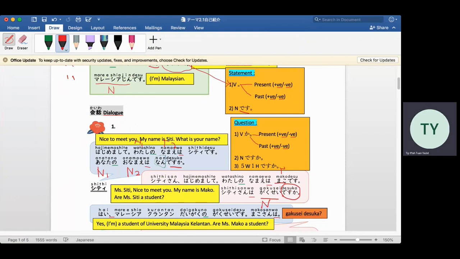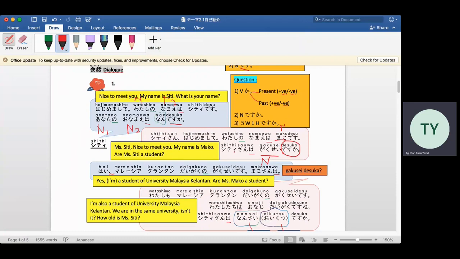Noun desu ka. Are you a student, Miss Siti? Shiti-san is Miss Siti, gakusei is student. So the proper translation: are you a student, Miss Siti? Question. Okay. Hai, yes. Malaysia Kelantan Daigaku no gakusei.